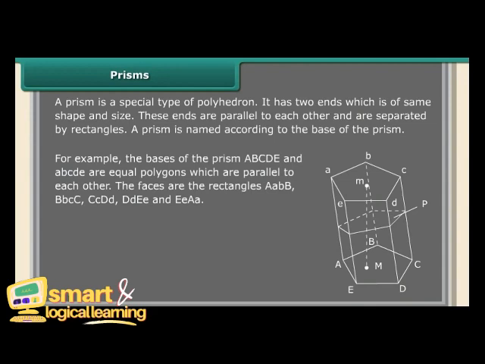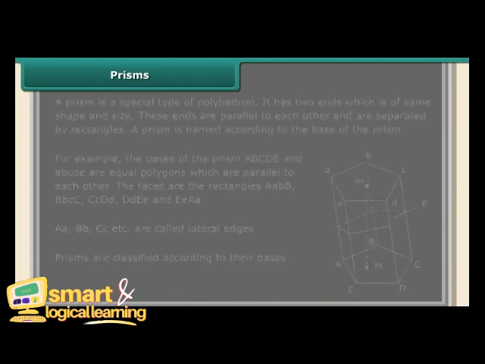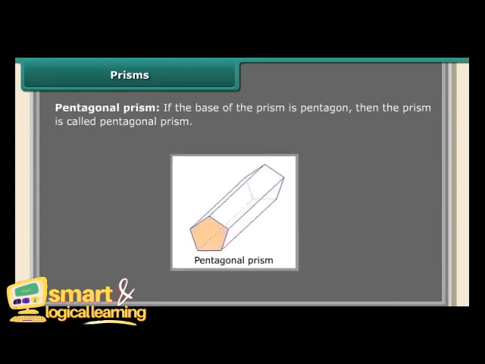The faces are the rectangles AA'B'B, BB'C'C, CC'D'D, DD'E'E and EE'A'A. AA', BB', CC', etc. are called lateral edges. Prisms are classified according to their bases. Triangular prism: triangular prism is composed of 2 triangular bases and 3 rectangular sides. Pentagonal prism: if the base of the prism is pentagon, then the prism is called pentagonal prism.